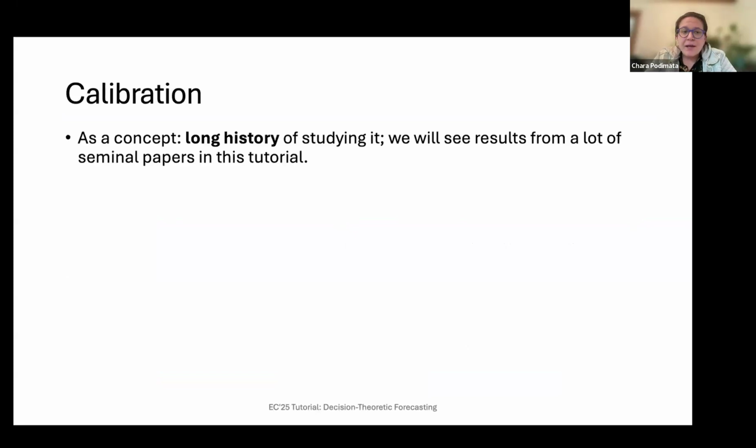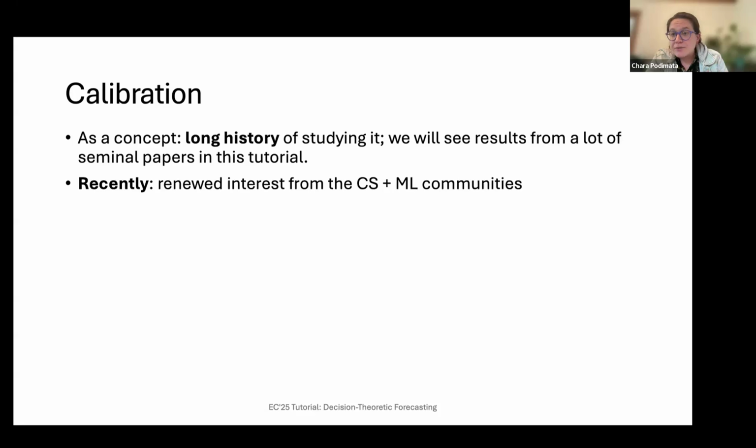As a concept, calibration has a very long history of study. I will not go down into the whole history of calibration right now, but throughout the tutorial today, we will see results from a lot of seminal papers from the 70s and the 90s, and we're going to see the citations there. But we will also see a lot of very recent papers because there has been a lot of renewed interest from the CS and machine learning communities and the Econ CS community in particular.